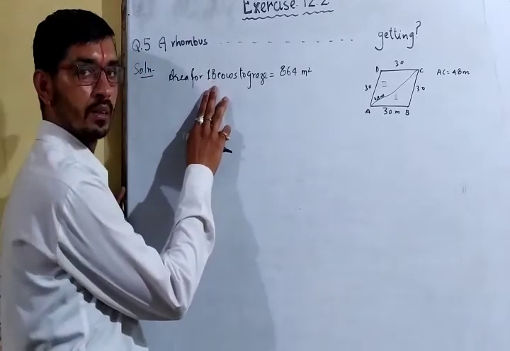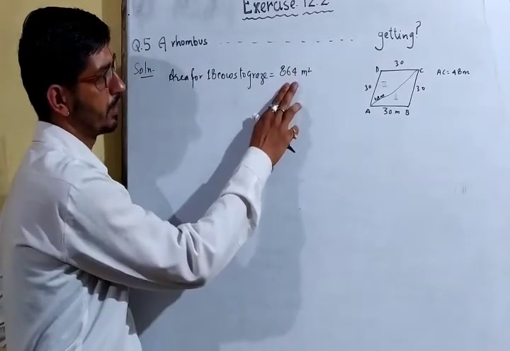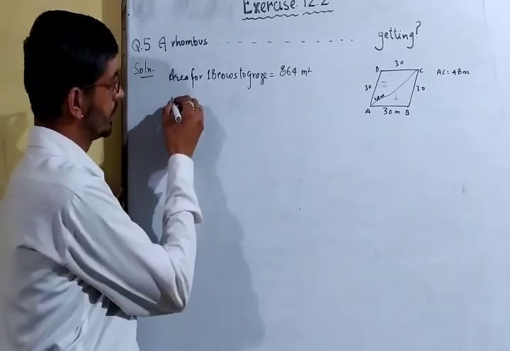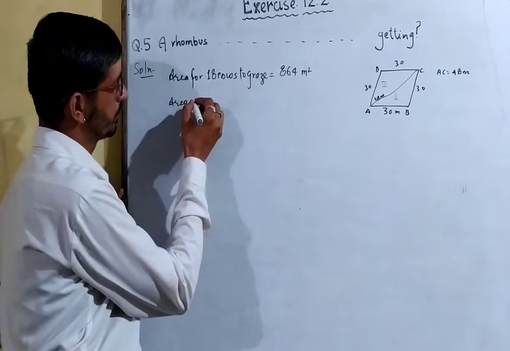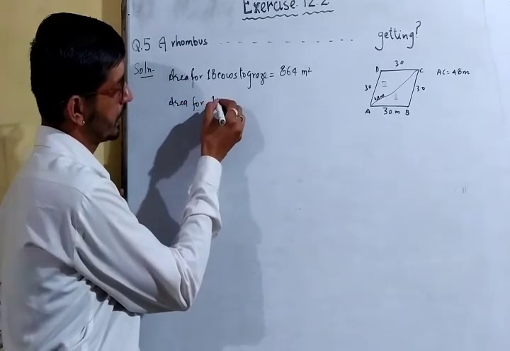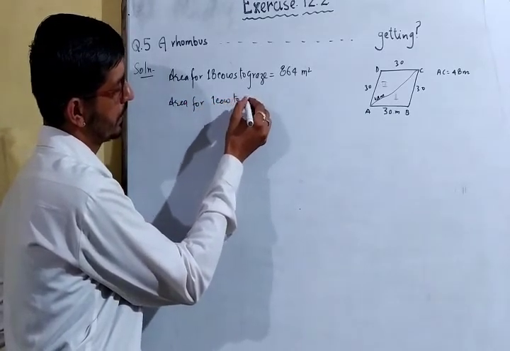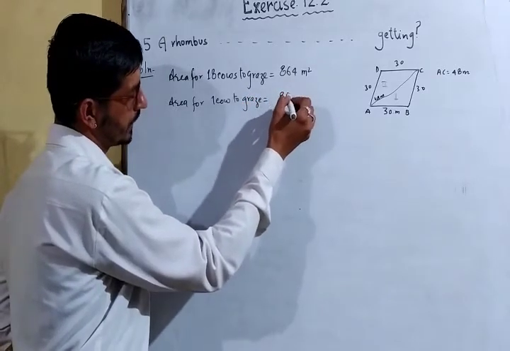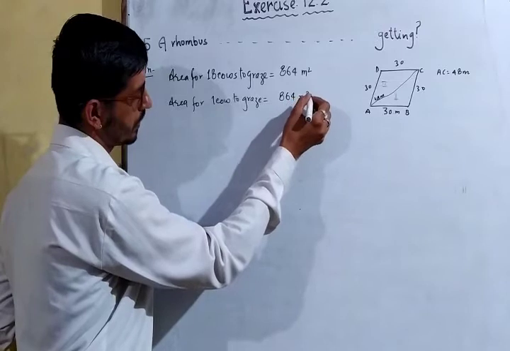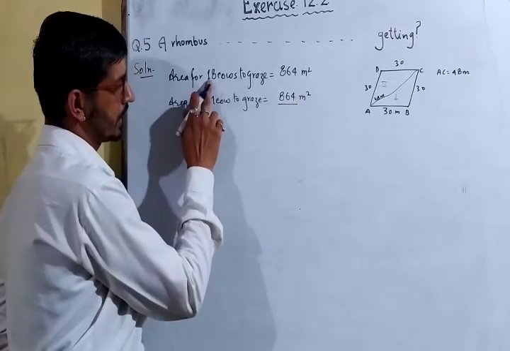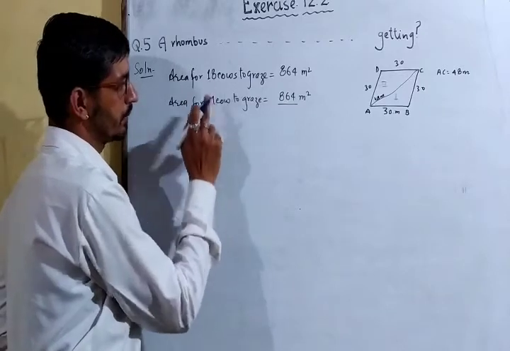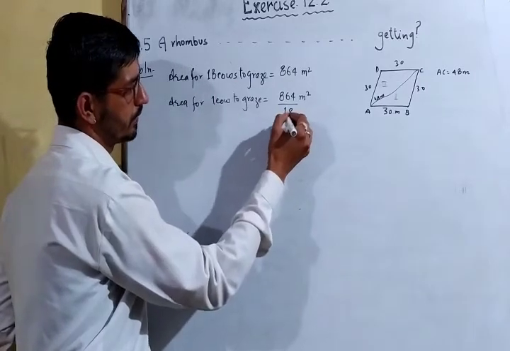ज़्यादा की वैल्यू दी है, 18 cows, this much area. So now we have to find the value of 1. So area for one cow to graze is equal to 864 meter square upon 18. ज़्यादा की वैल्यू दी है. Now we are finding for 1. ज़्यादा की दी है, कम की निकालनी होती है, तो we will divide.